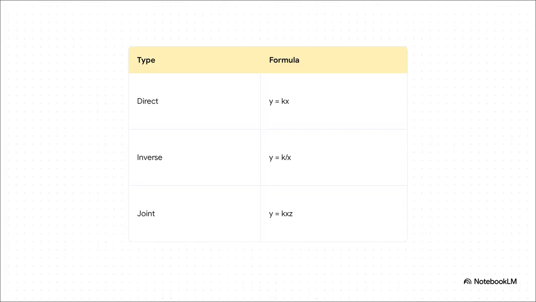Variation is just a way to describe how variables change together. In direct variation, when x goes up, y goes up. In inverse variation, when x goes up, y goes down. And in joint variation, y changes based on two or more other variables. In every single case, that letter k is the constant of proportionality. It's the specific number that links them all together.